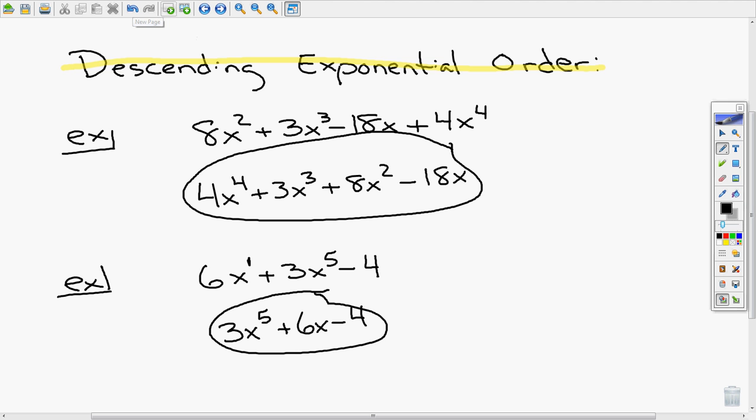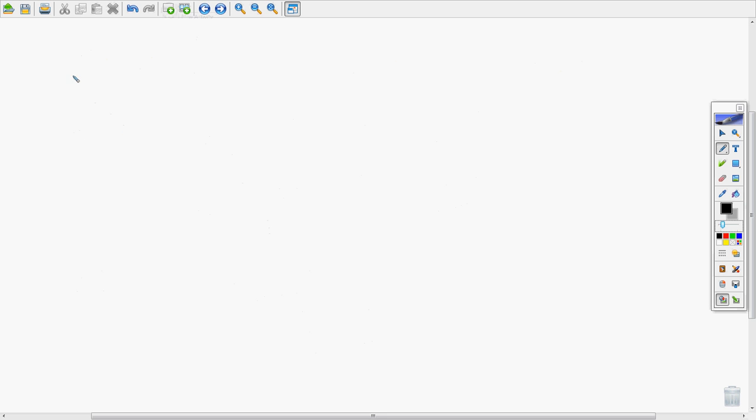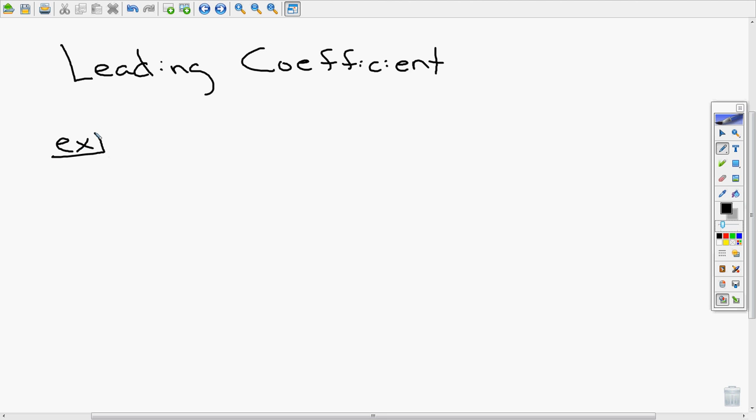Okay, our very last one here is a leading coefficient. Leading coefficient. Okay, leading coefficient. It is the coefficient in the front of the polynomial as long as the polynomial is written in descending exponential order.